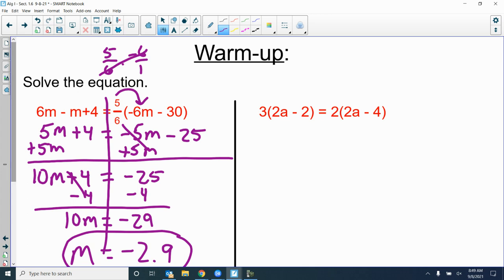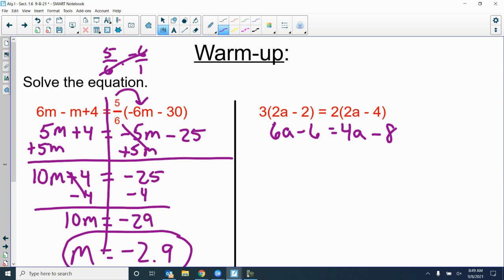Okay, we got to distribute both sides here. Ryan, why don't you distribute the left side for me? Tell me what you got. I got 6a minus 6. I like it. And tell me what you got when you distributed the right side. Tell me what you got when you distributed over here. 4a minus 8.